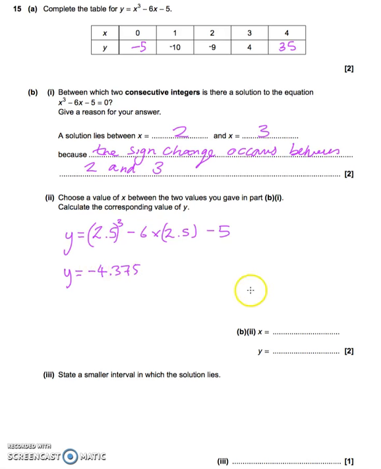And I've calculated the value of y. So x was 2.5 and y is minus 4.375. Okay, now that's still negative. It's still a way away from 0 at the moment. So we know that the value of x that would make y equal 0 has to be closer to 3 than 2.5. So to answer this next question, state a smaller interval in which the solution lies.